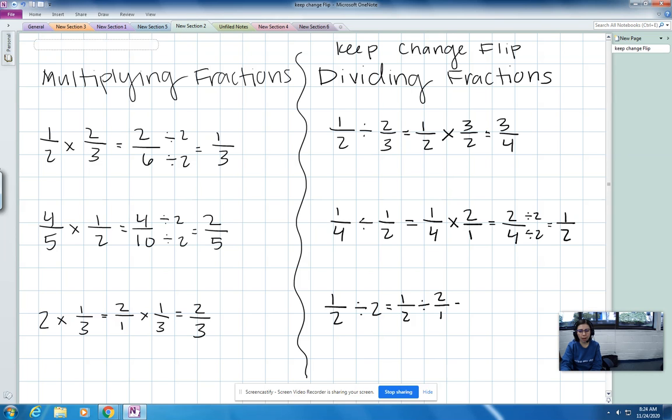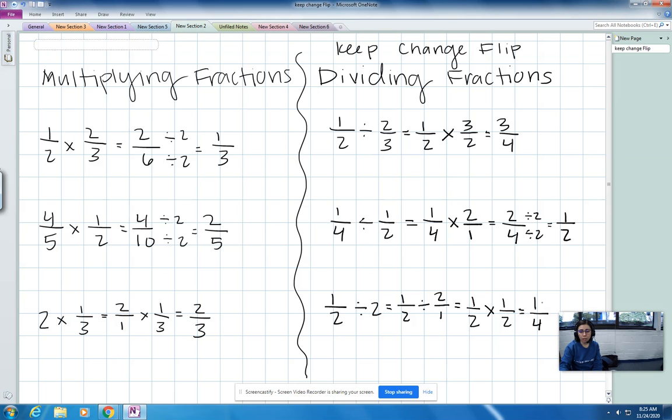Okay, now that I have 2 fractions, I can keep, change, flip. Keep 1/2 the same, change to multiplication, flip the second fraction. So now it is 1/2 times 1/2. I multiply across. 1 times 1 is 1. 2 times 2 is 4. And I cannot simplify this anymore because the biggest thing that goes into 1 and 4 is 1. So my final simplified answer is 1/4.